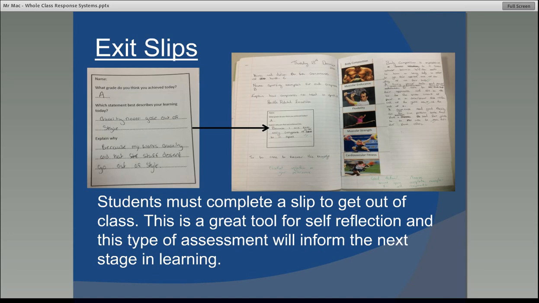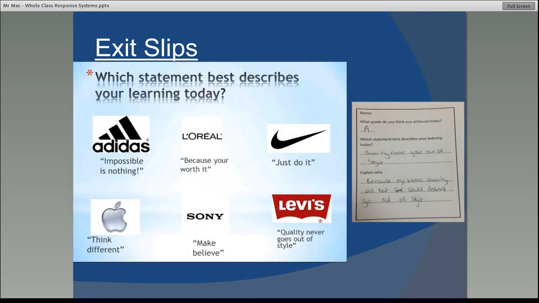So exit slips, and if you just do a simple Google search, you will find thousands and thousands of different types of exit slips. This is an exit slip I've seen from an English teacher, who'd done a similar slide to what you see there.